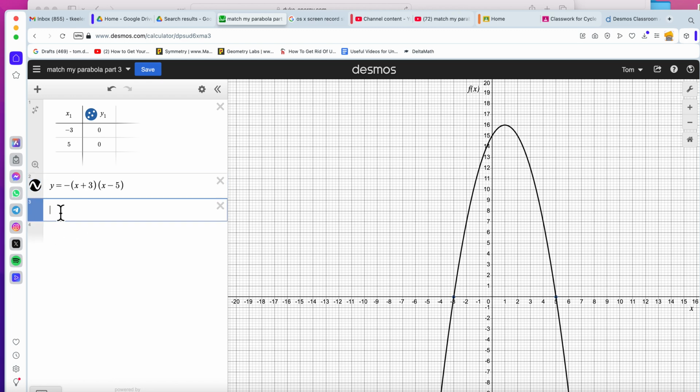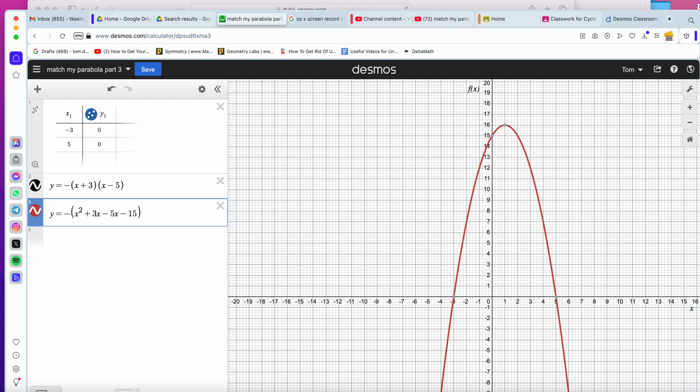Another way to do it would be, I could say y equals, and I multiply it out. So what do I get? Leave the minus there, and I'm going to multiply that out. I'm going to get x times x is x squared. And then I've got plus 3x and minus 5x, and then 3 times minus 5 is minus 15.